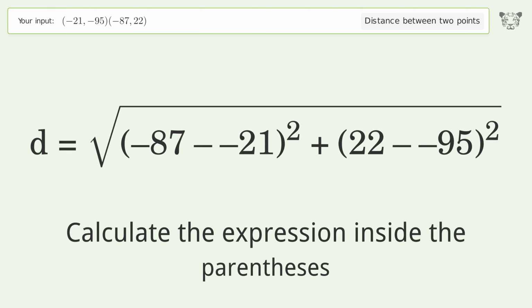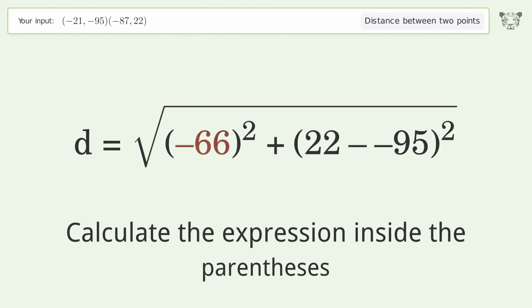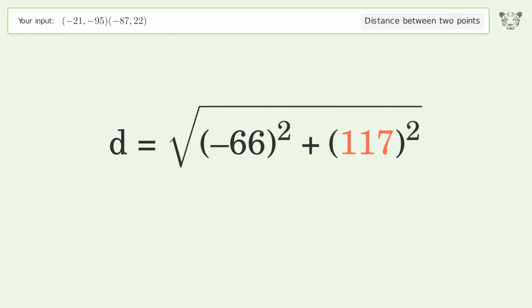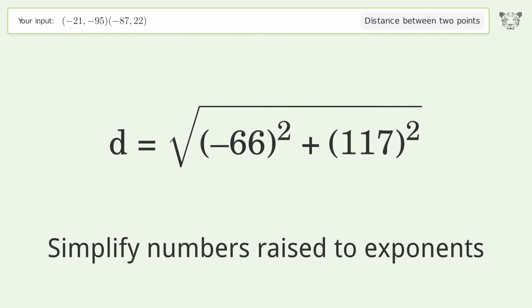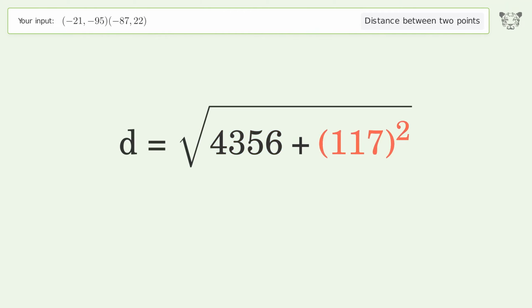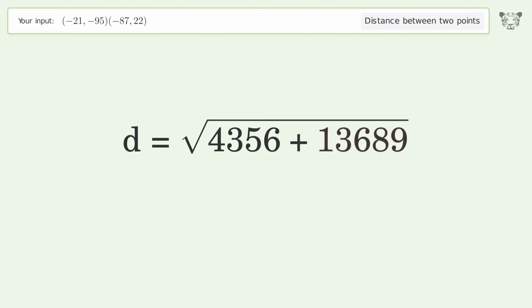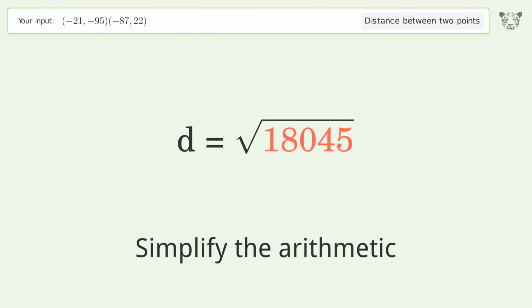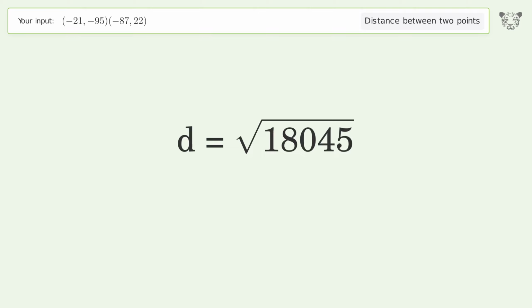Calculate the expression inside the parentheses. Simplify numbers raised to exponents. Simplify the arithmetic. And so the distance between the 2 points is the square root of 18,045 or 134.332.